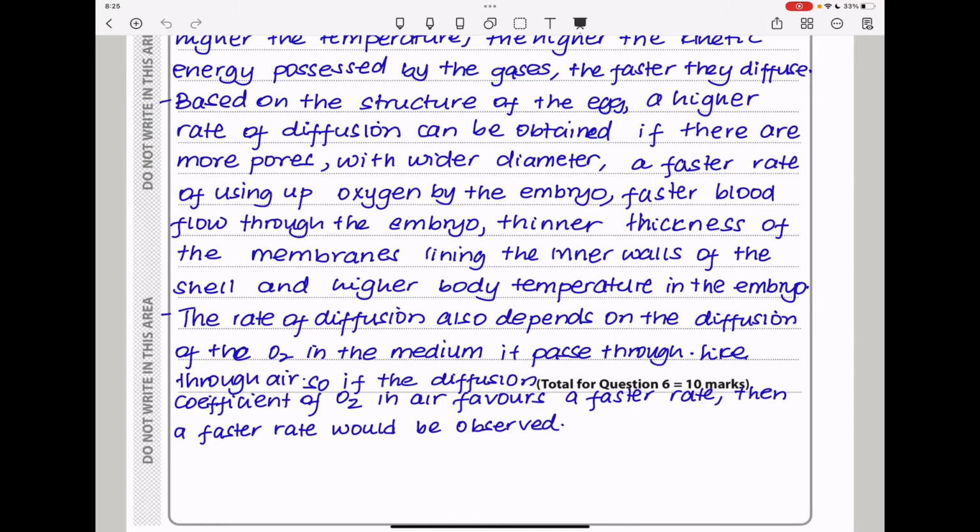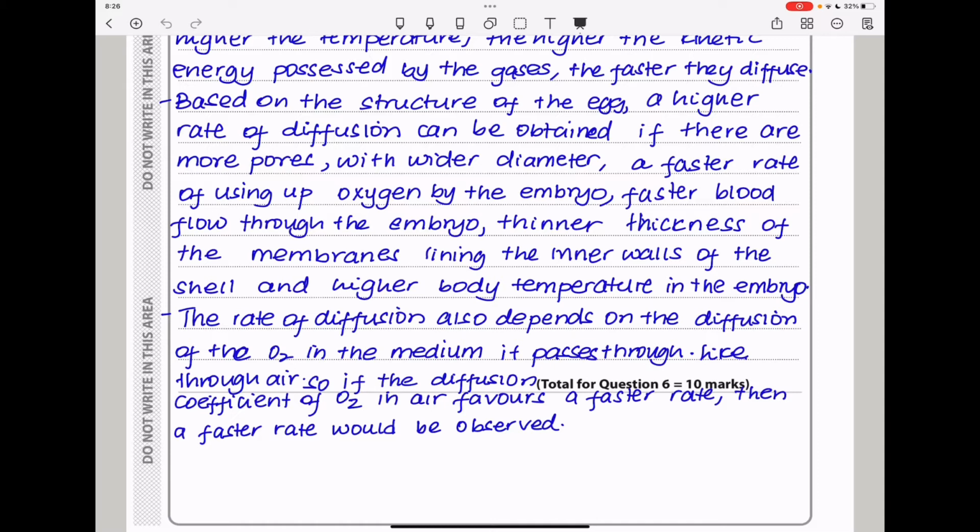So finally, down here I say the rate of diffusion also depends on the diffusion of the oxygen in the medium it passes through. For example, if it passes through air, we need to know the diffusion coefficient of oxygen in air and see if it favors a higher rate or faster rate of diffusion or if it does not. If the diffusion coefficient of oxygen as it goes through the air favors a higher rate of diffusion, then it's possible for diffusion to be faster.